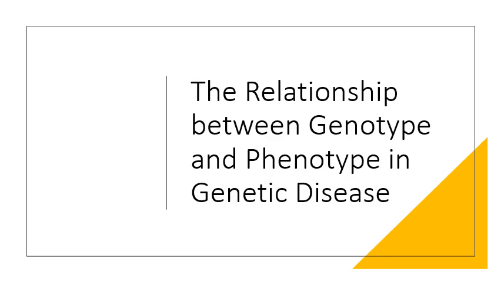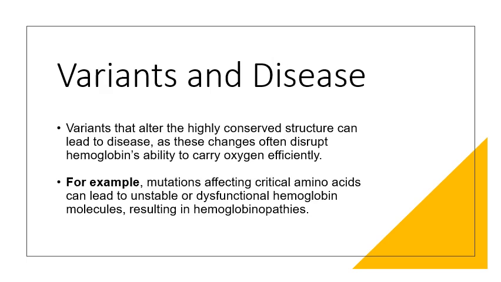In the next few slides, we'll be discussing the relationship between genotype, which is the genetic makeup of a disease, and phenotype, which is the outcome of the disease disorder and genetic disease. So variants that disrupt the highly conserved structure of hemoglobin often lead to disease, as these changes impair hemoglobin's ability to efficiently carry oxygen throughout the body.